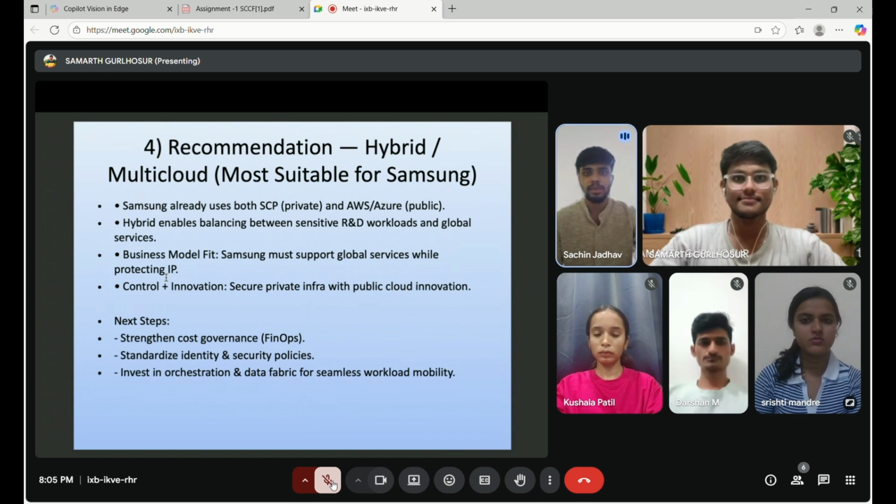For next steps, we recommend strengthening cost governance through FinOps, standardizing security and identity policies, and investing in tools for seamless workload movement between the clouds.